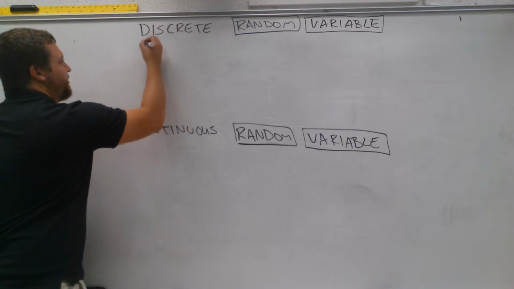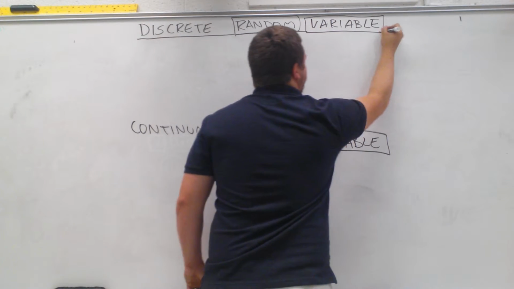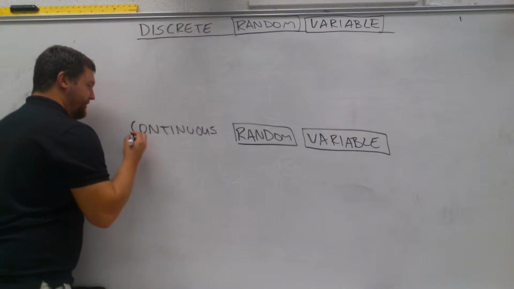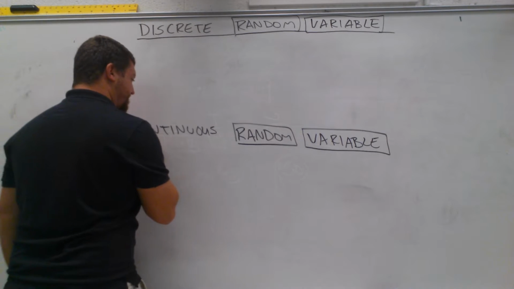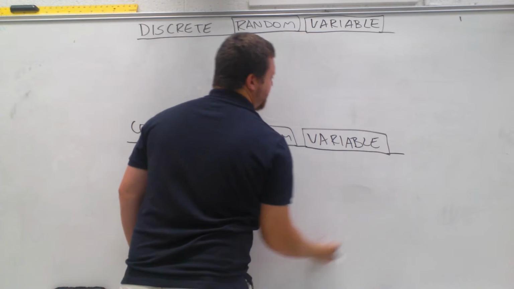Now, when you hear discrete, I want you to connect that to a word in your head. Okay, I want you to think of concrete. Discrete, concrete. Continuous, you can think of continuous. When something is continuous, it just keeps going, keeps going, keeps going.